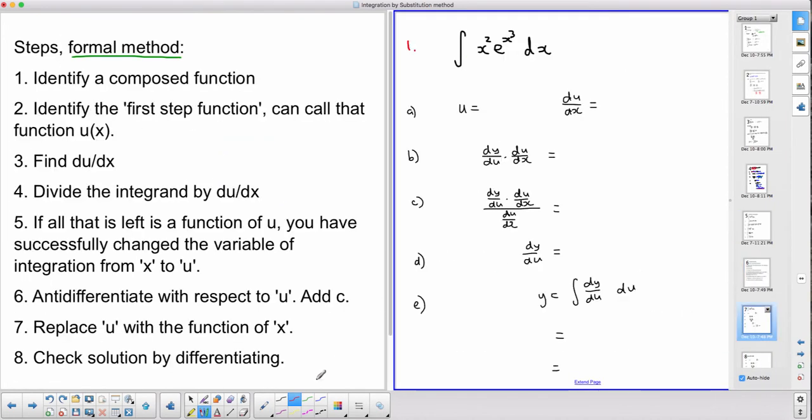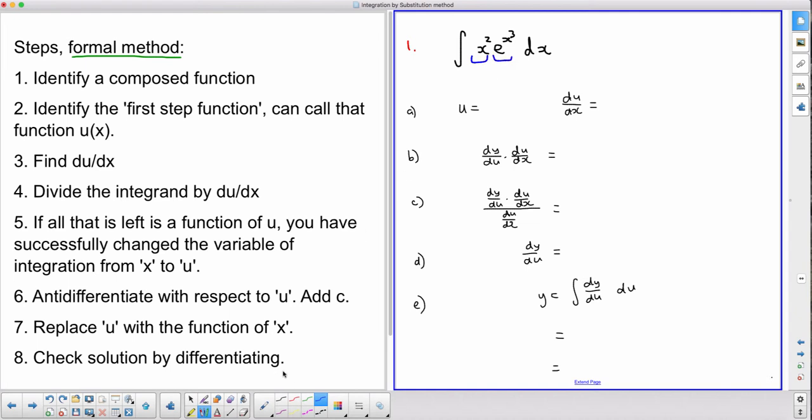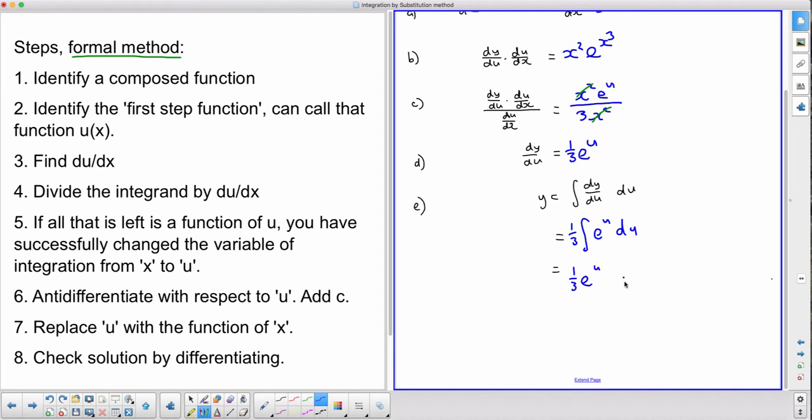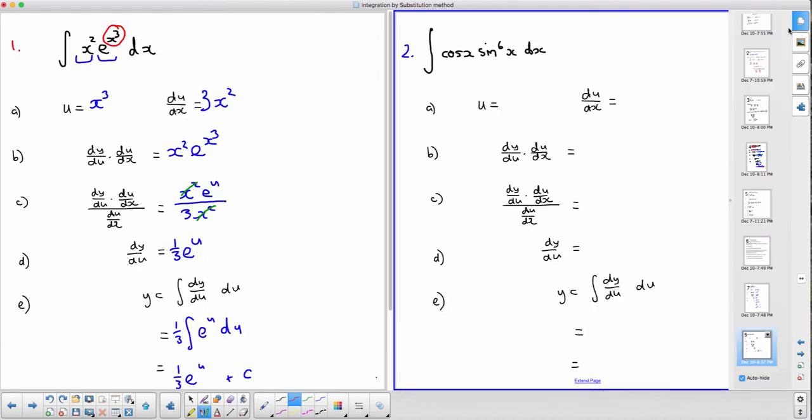So here we're going to work 6 examples, the same examples as last time, but this time using the method. So first we have to identify the inside part of the composed function and call that u, and calculate du by dx. Now we'll state that the whole integrand is a product dy by du times du by dx. And now we'll divide the whole integrand by what we've calculated to be du by dx. So we're left with a function of u. That's nice. We can anti-differentiate our function of u with respect to u, and replace the u with the function of x, and our job is done. If we want, we can check that by differentiating.